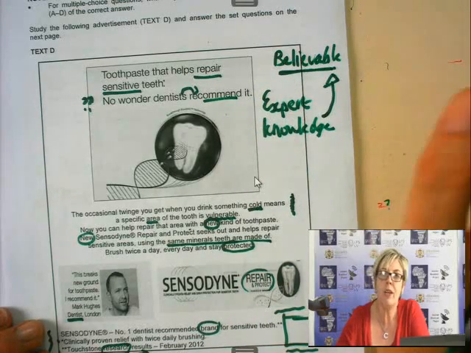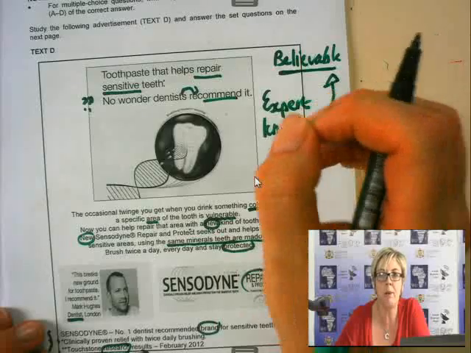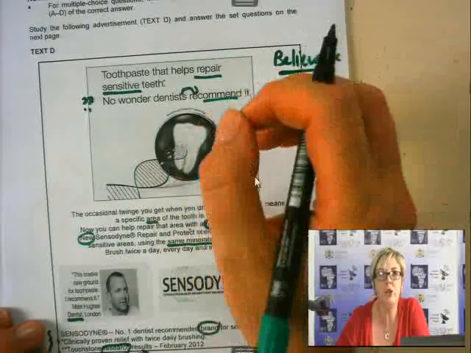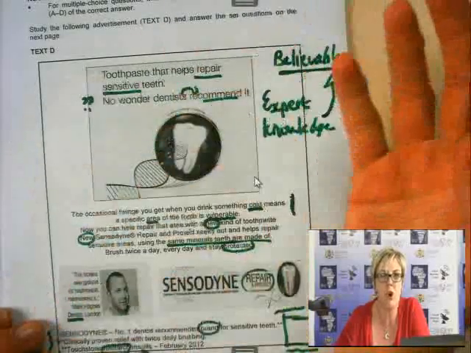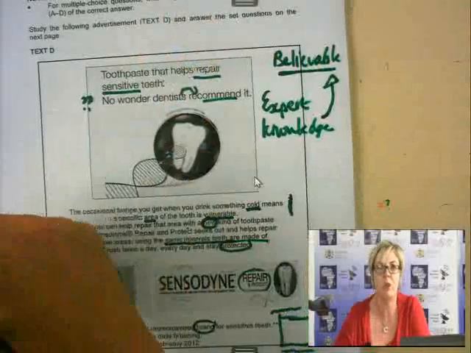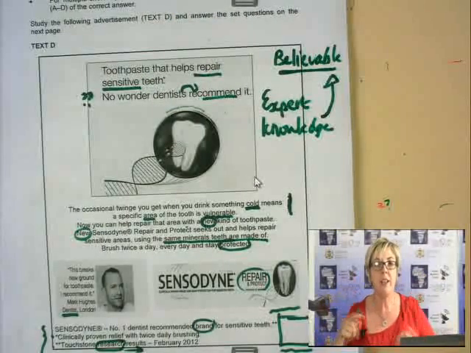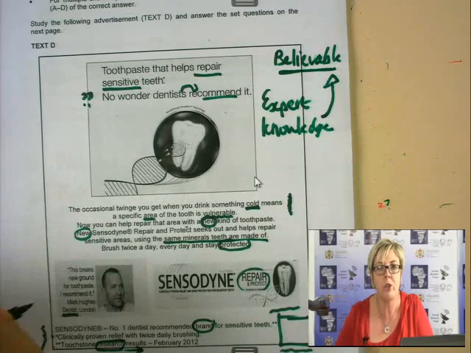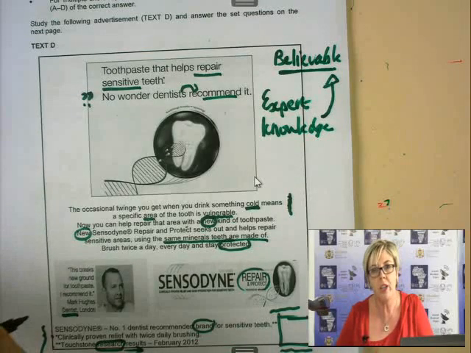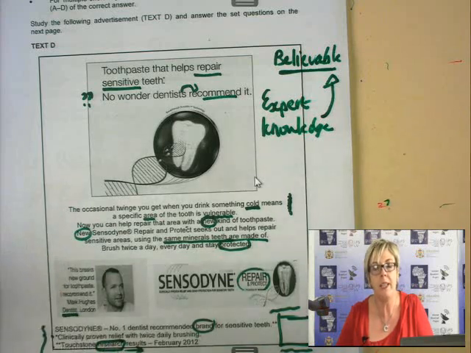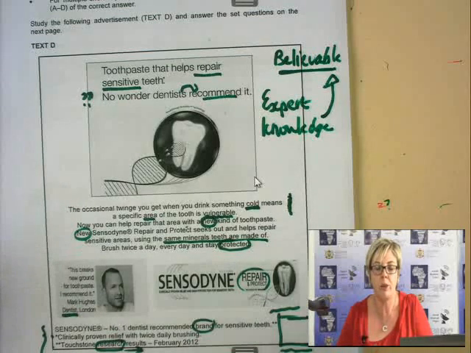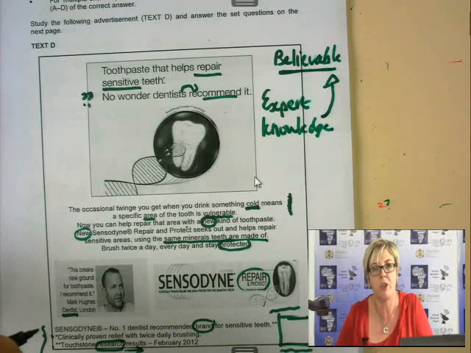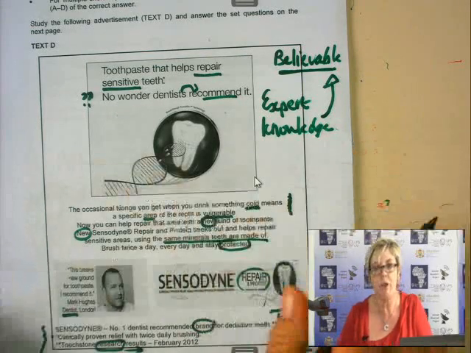So remember, if they ask you any question about why did they include the expert or the name of the doctor or the name of the scientist or the name of the researcher, then it is because they have expert knowledge, they have good knowledge, they know what they're talking about. And then why do they include it? Because it makes it believable. It's easier for the reader to believe a dentist than just an ordinary person on the street. So there you have your 2 marks.